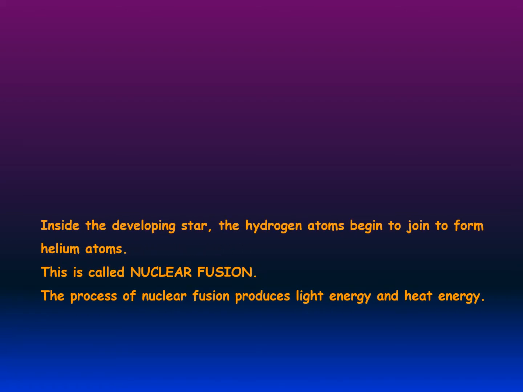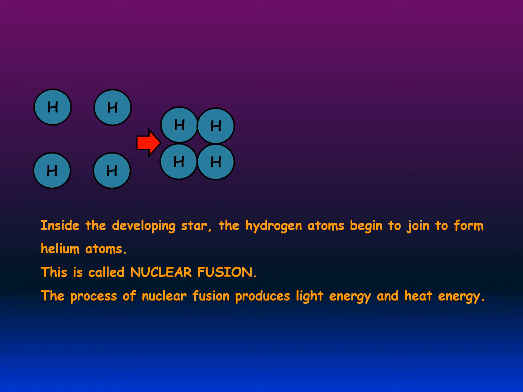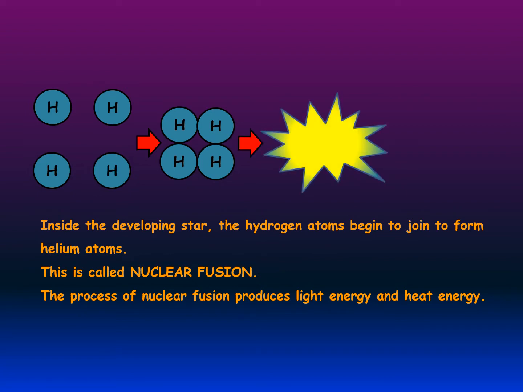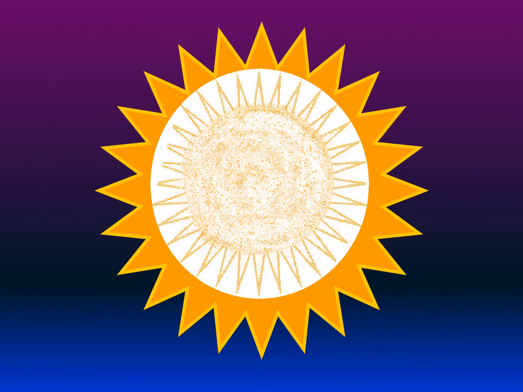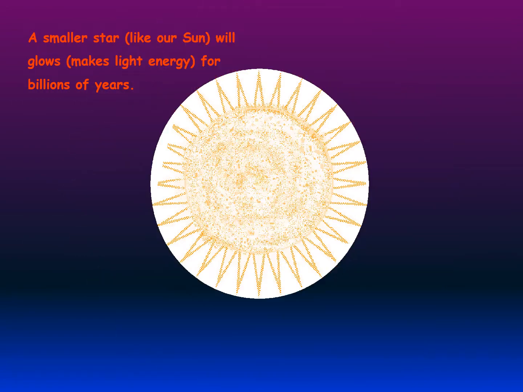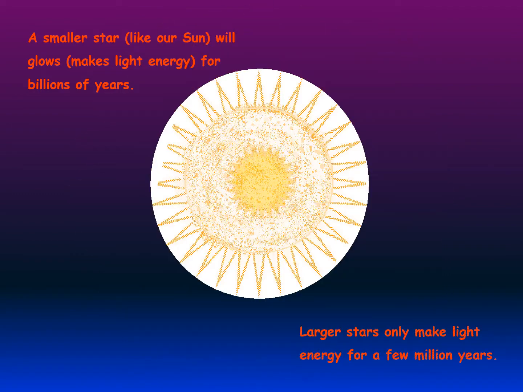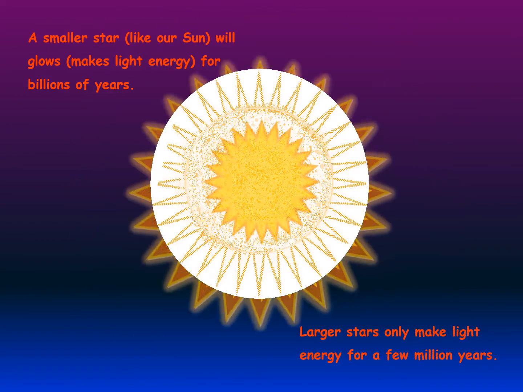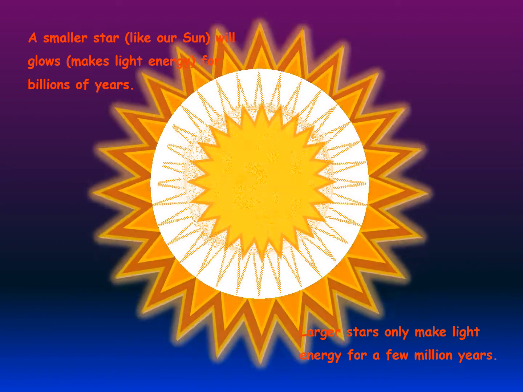Inside the developing star, the hydrogen atoms begin to join to form helium atoms. This is called nuclear fusion. The process of nuclear fusion produces light energy and heat energy. A smaller star, like our Sun, will glow and make light energy for billions of years. Larger stars only make light energy for a few million years.